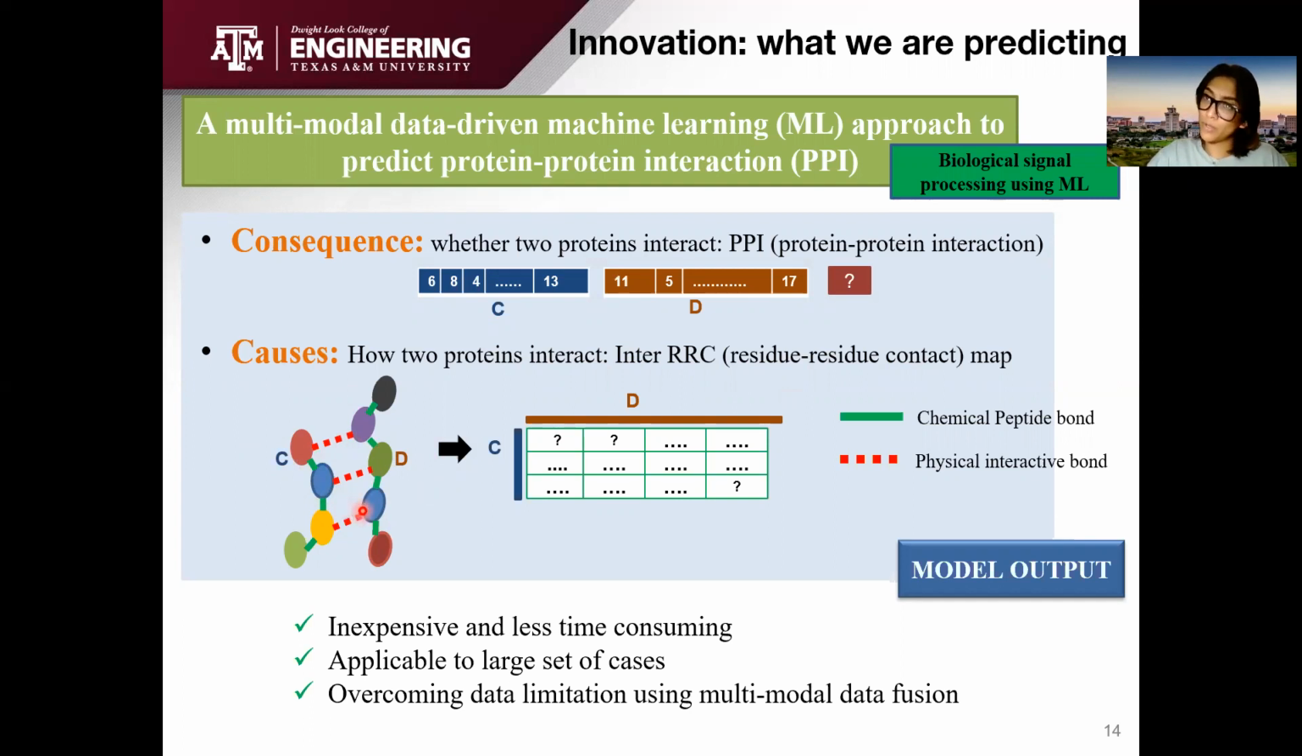The positive part of our approach is that it is inexpensive and less time consuming. It can be applicable to a larger set of data, and we are overcoming the protein structure data limitation by using this multimodal data fusion.